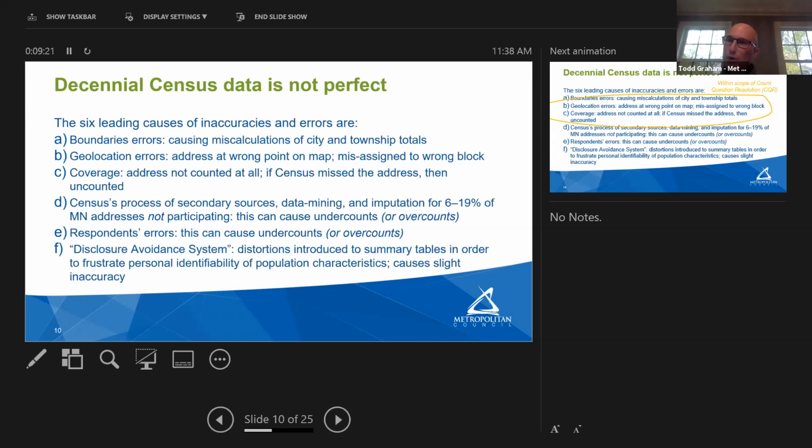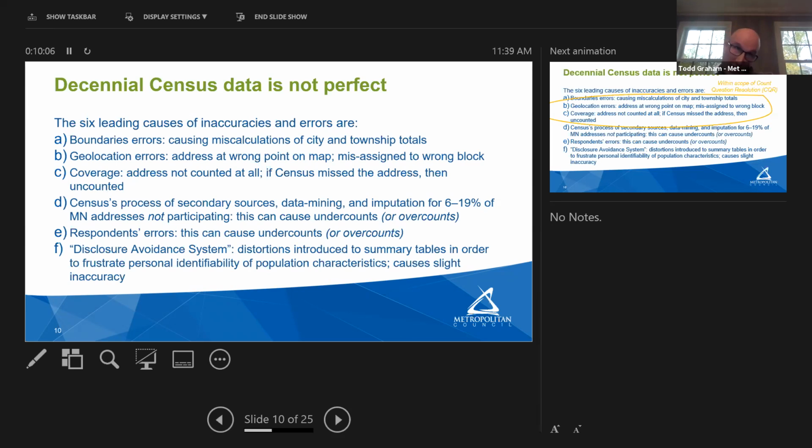Fourth problem, I'm now up to point D. Data that was hard to come by could be sketchy. I have here on the slide, 6 to 19% of Minnesota households, Minnesota addresses did not directly respond to the census. Census had to go to secondary sources, including sending census workers out in the field, data mining databases that the federal government has, interviewing neighbors. All of those secondary sources or data mining can yield wrong results, outdated information, and that can lead to undercounts or overcounts. Overcounts are also possible.